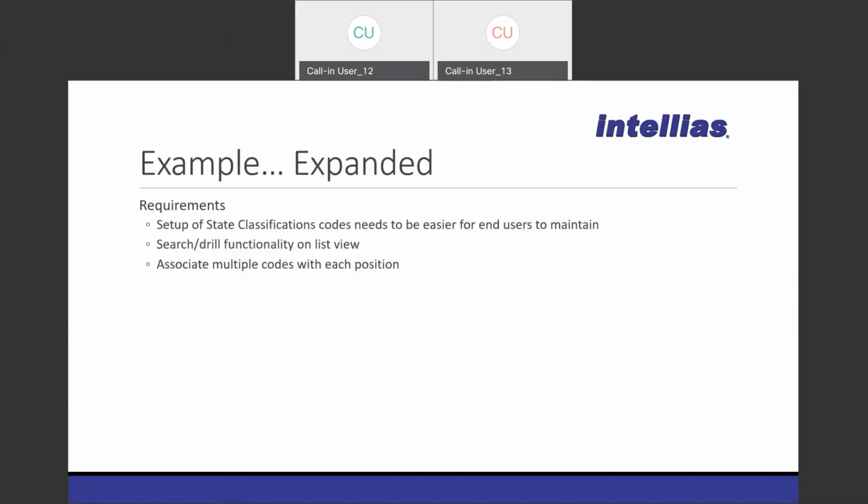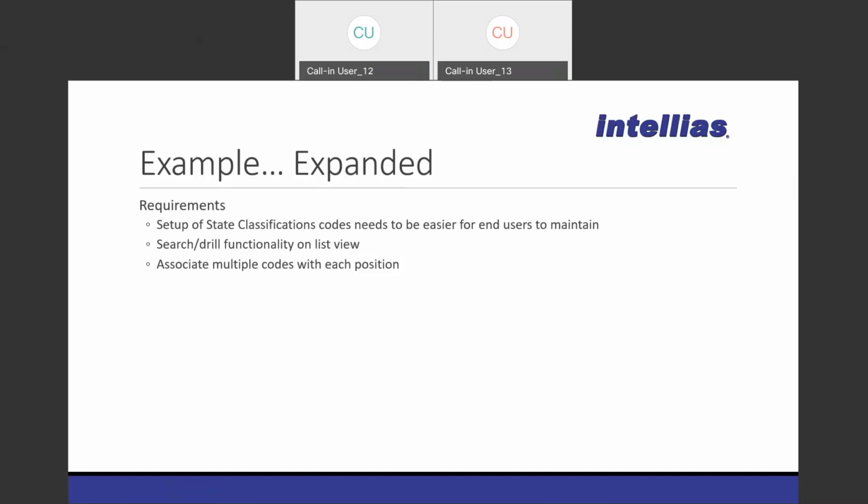So in the spirit of Landmark 11, we'll expand on that last example and show how these new extensibility features can really improve even the simple solution we built the first time. In this case, we still have a requirement to associate state classification codes with positions, but we need the setup of these codes to be much easier for end users to maintain.